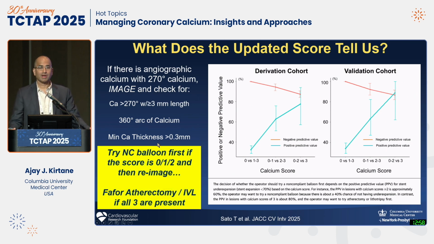Importantly, though, if you don't have all three of those, and it's actually really nicely written, Akiko had written this at the bottom of the figure, it actually shows that you can usually try with an NC balloon because it's going to work in a significant proportion of the time, 40% of the time or more. And so this is an important score, and there's a lot of confusion about the score because the inflection point is really when you have all three criteria, not just 2 out of the 3.